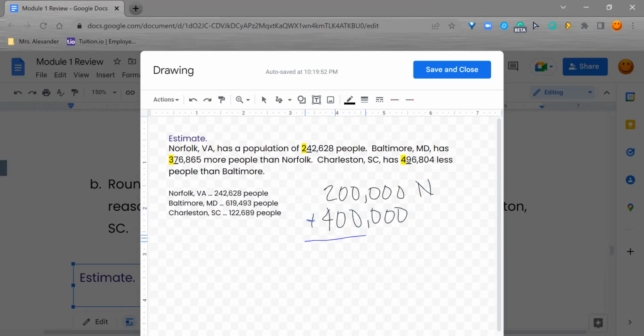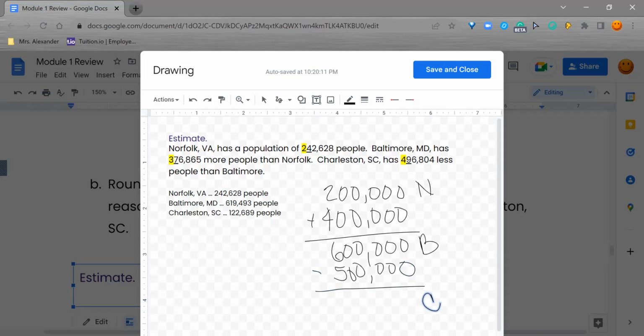So I'm going to quick add this. We get 600,000 for Baltimore. But now we need to subtract. How much are we subtracting? So I go and look, see that the 9 tells the 4 to raise. So it's saying it's 500,000 that we're subtracting. So when we do, we should get Charleston. So when I subtract, you guys, I get 100,000.